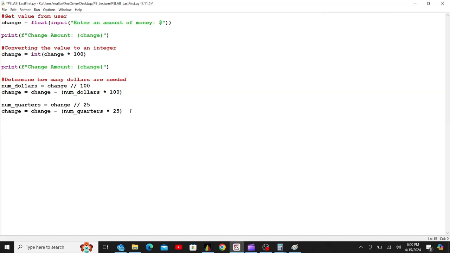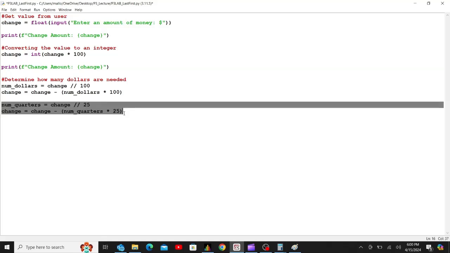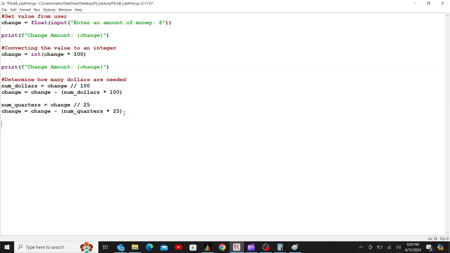So I'm going to copy these lines, and I'm going to paste them in. All right. So we've taken care of our quarter situation. Now we want to change num quarters to num dimes. All right. And I'm going to change it in both places here. And now we're not talking about 25 cents. These are dimes, so we're talking about 10 cents. All right. So change both of those to 10.